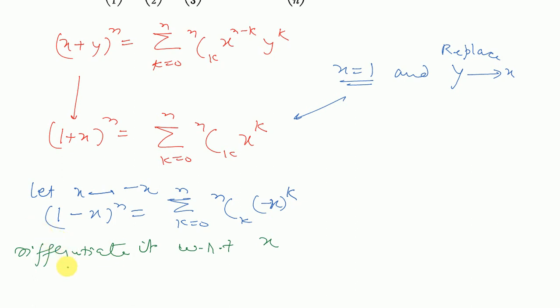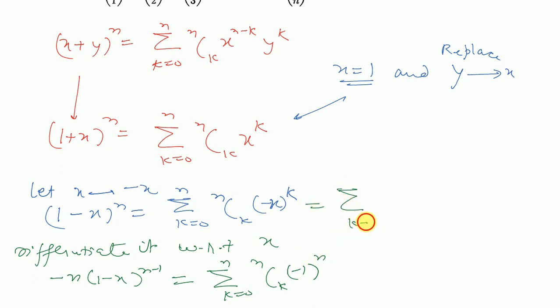If I differentiate this with respect to x, let me know what I will get. So it will be minus n, 1 minus x raised to the power n minus 1, isn't it? Because first I will differentiate 1 minus x whole raised to the power n, so it will be n, 1 minus x raised to the power n minus 1. Then I will differentiate 1 minus x with respect to x, I will get minus 1, which is multiplied with it. So on the RHS it is summation k equal to 0 to n, nCk, minus 1 raised to the power k and x raised to the power k. Can I write like this?